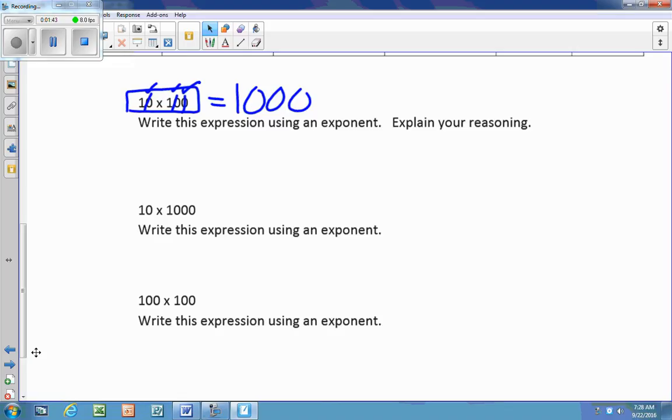But they want me to write this as an expression with an exponent. So we know we're using tens. We've been talking about that. And there's 1, 2, 3 zeros. So it's 10 to the third power.